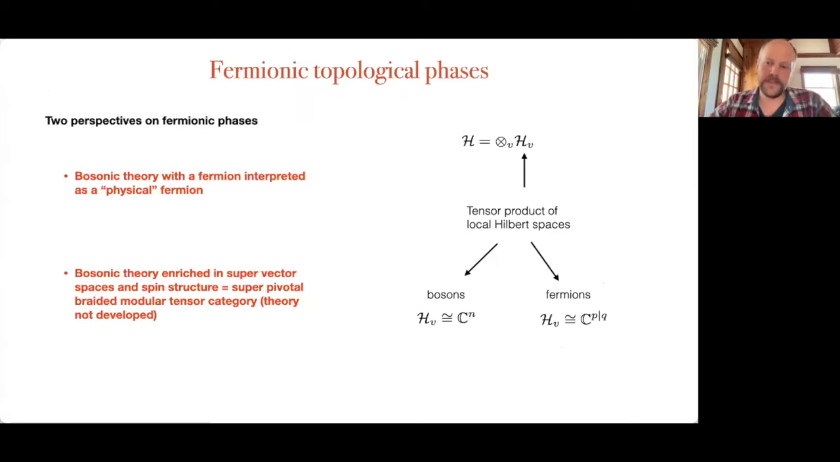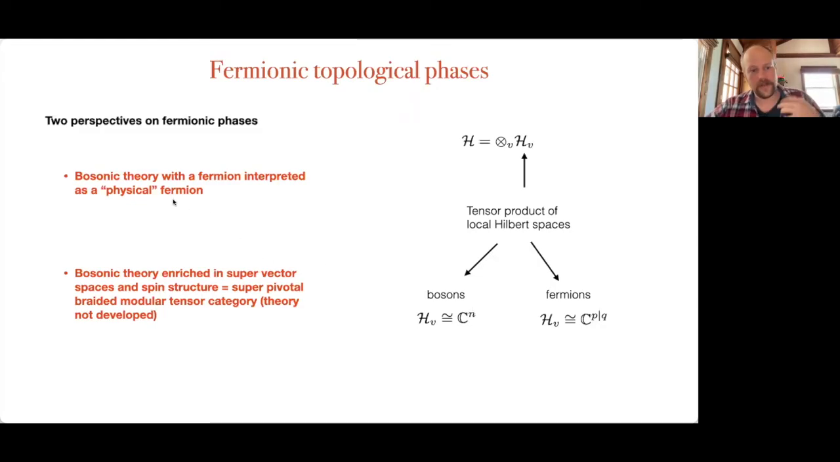Now I'm going to describe how we think about fermionic phases, also in the absence of symmetry. Just to remind you, our Hilbert space is the tensor product of these local Hilbert spaces. And we have two options. Those local Hilbert spaces can either be bosonic in nature or fermionic in nature. The name of the game now will be to understand how we can embed this fermionic Hilbert space, or the local fermion of our theory, into the algebraic description.